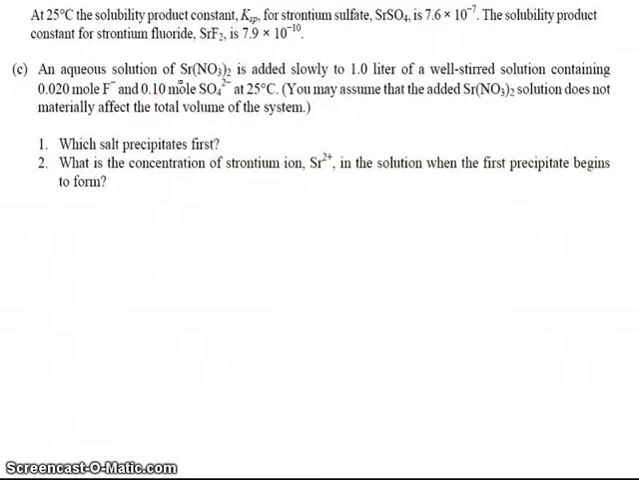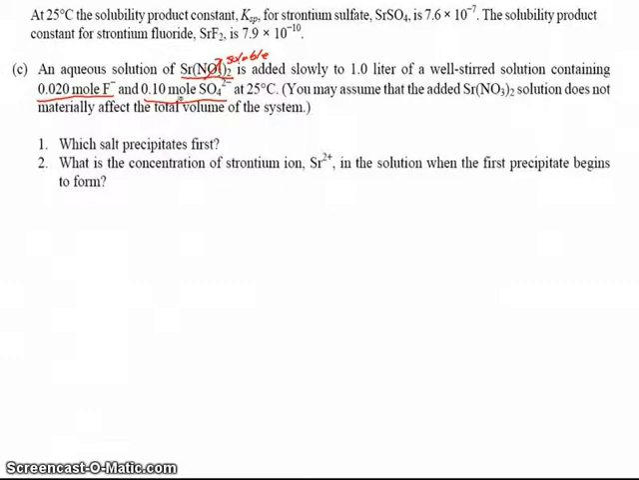Alright, part C starts to get a little more involved. Essentially, I've got some amount of fluoride and some amount of sulfate in a solution, and I'm going to start adding strontium nitrate. We know that nitrate is soluble and won't cause any problems with what we're doing. But the strontium is going to react with the fluoride and the sulfate and eventually produce insoluble compounds, based on what we saw just a second ago. So they want to know which precipitate forms first.